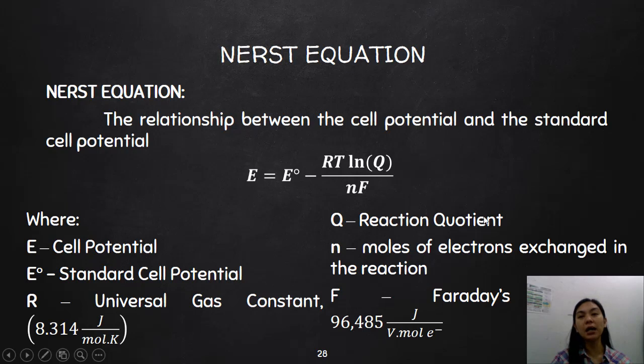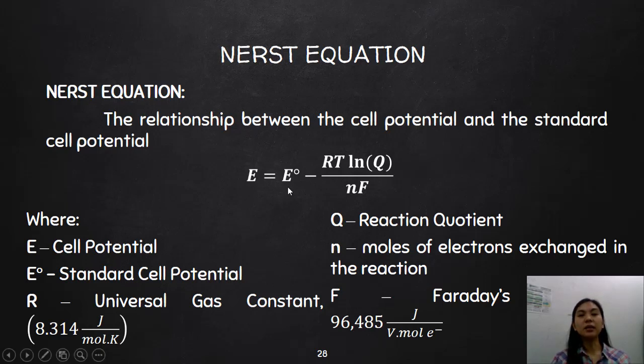Your Q is actually the reaction quotient. Your N is the moles of electrons exchanged in the reaction. And of course, your F, as already introduced in the previous slide, is your Faraday's constant, which is 96,485 joules per volts mole electron. So, bakit na-introduce tong si Nernst equation? We have to remember na yung cell potential po, tsaka yung standard cell potential, magkaiba po yan. When we say cell potential, that is the potential, di ba, potential difference, as I stated earlier.